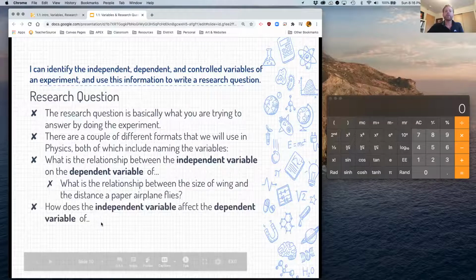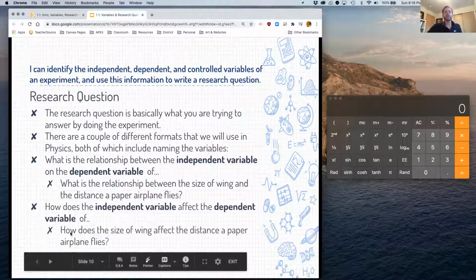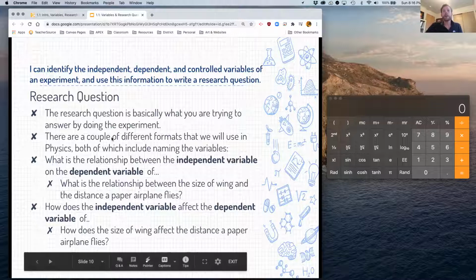Or here's another way to phrase it. How does the independent variable affect the dependent variable? For example, how does the size of the wing affect the distance a paper airplane flies? These right here would be your research questions. That's it. That's all I'm teaching you today. This is a pretty heavy review.